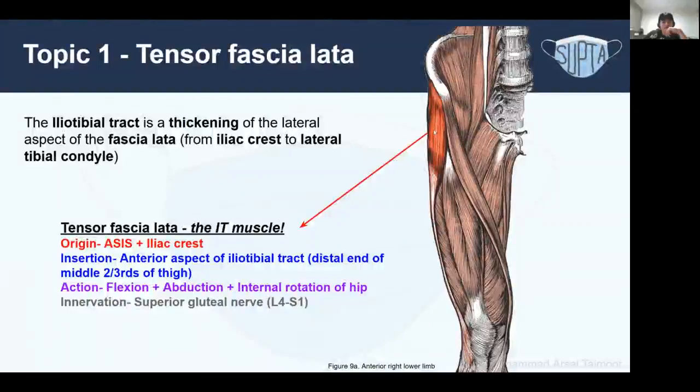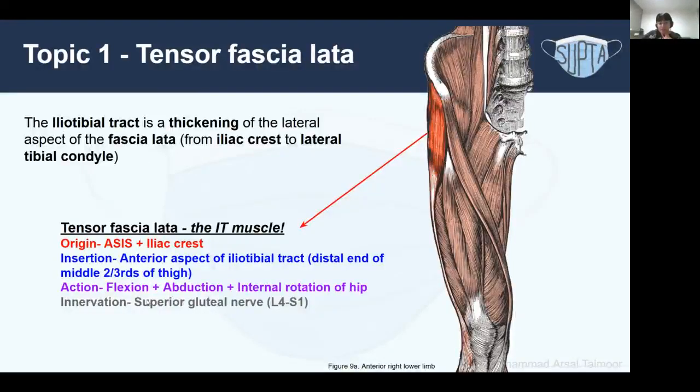Now, I mentioned the IT band before, but there's a muscle that's relevant to the IT band, and it's called the tensor fasciae lata. So this muscle basically originates from the ASIS. It goes all the way down, and it inserts along the IT tract, the iliotibial tract, and I've put a definition for what that tract is. It's just a thickening of the lateral aspect of the fascia lata.